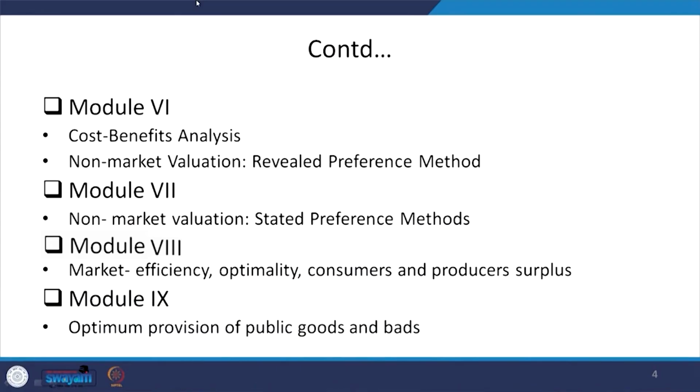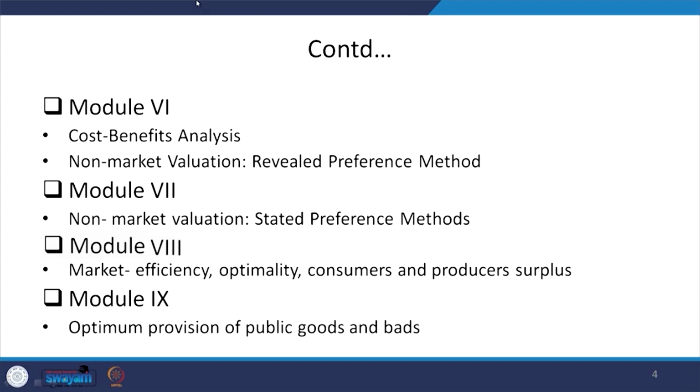Next module is devoted to non-market valuation, and in this module we will use the stated preference method to estimate the value of environment. So, environmental valuation will be estimated by using the stated preference method, and within the stated preference methods we have the contingent valuation method which is very frequently used by researchers to estimate the value of environment.